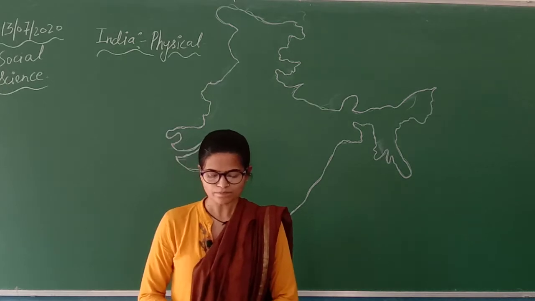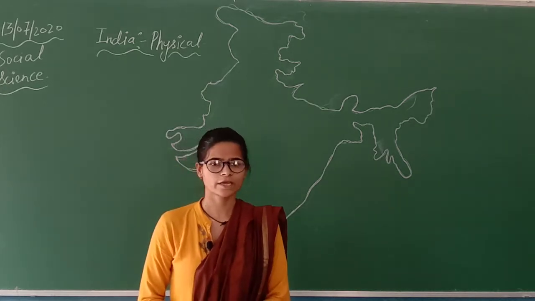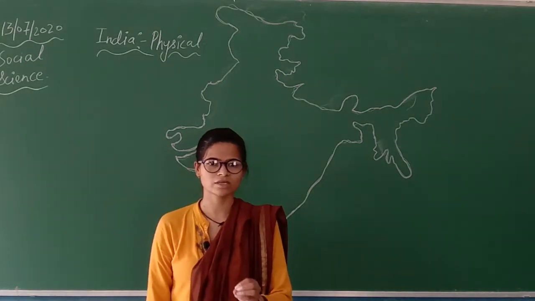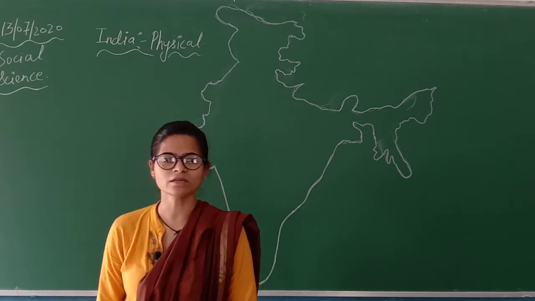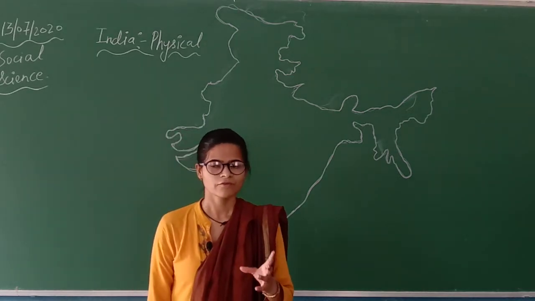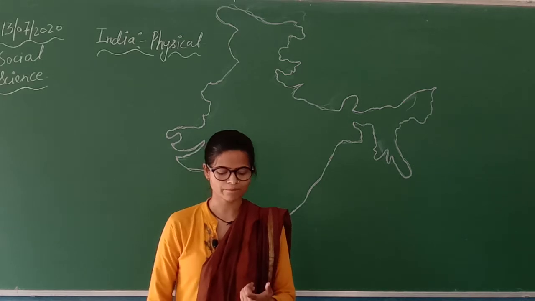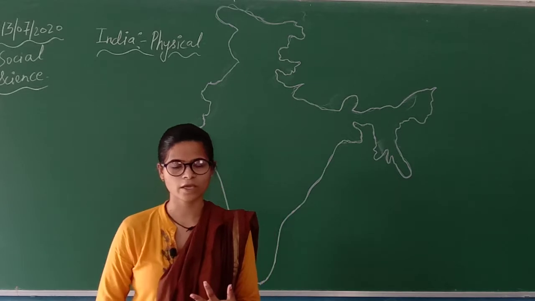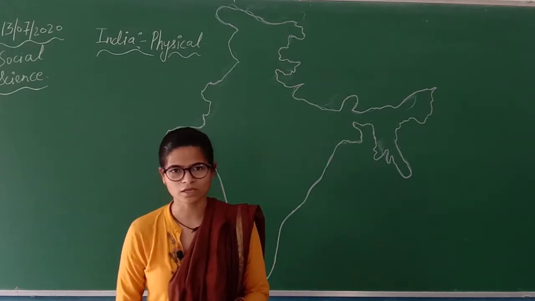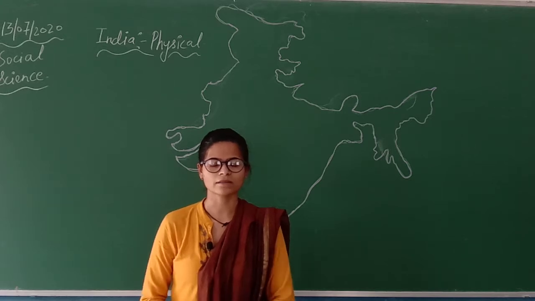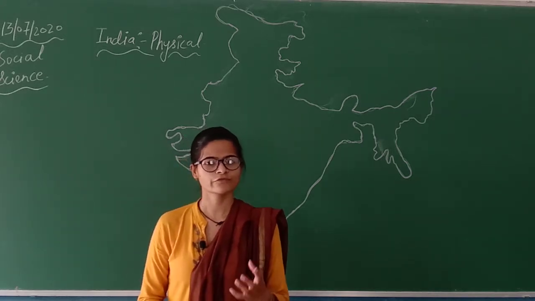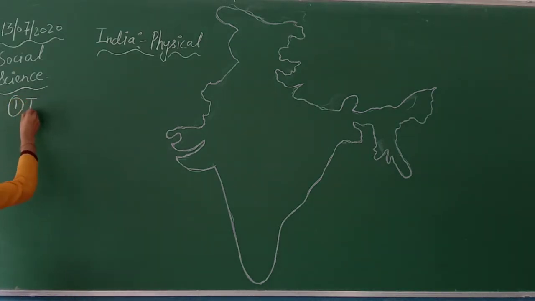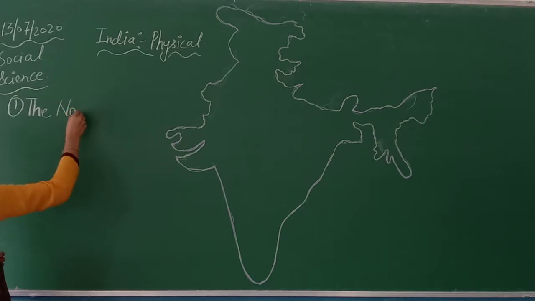So my dear students, today we are going to learn about the physical features of India, or you can say how India is divided into physical features. India's six main physical features are the Northern Mountains, the Northern Plains, the Deccan Plateau, the Thar Desert, the islands and the coastal plains. So these are India's physical divisions. First of all, we are going to learn about number 1, the Northern Mountains, which I have already told you.